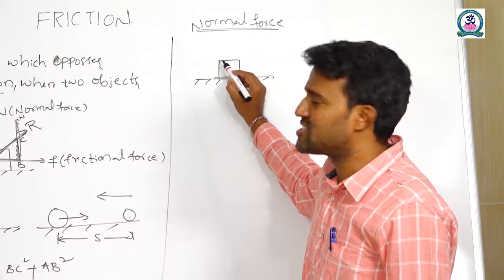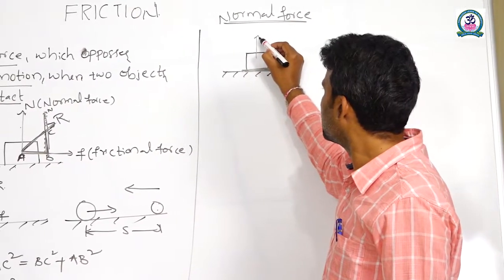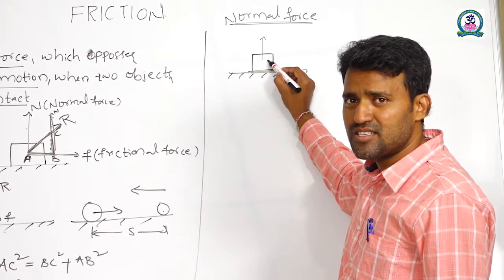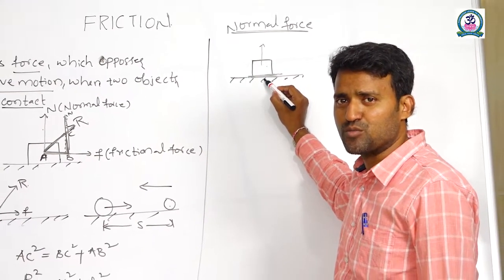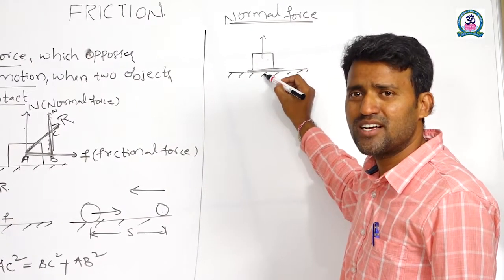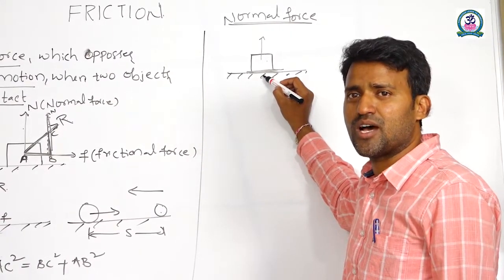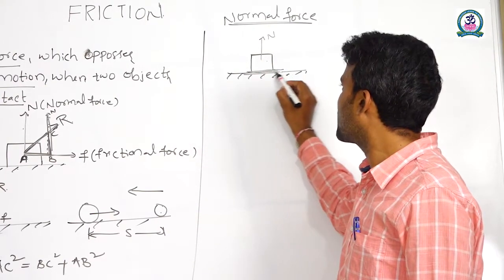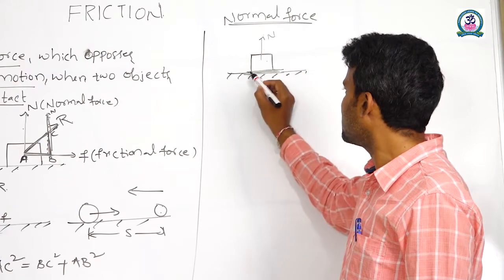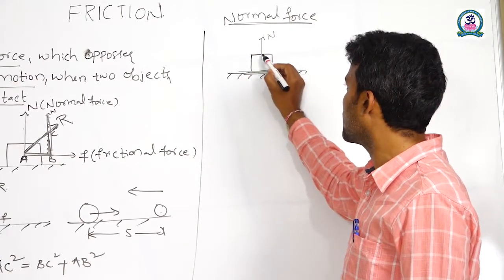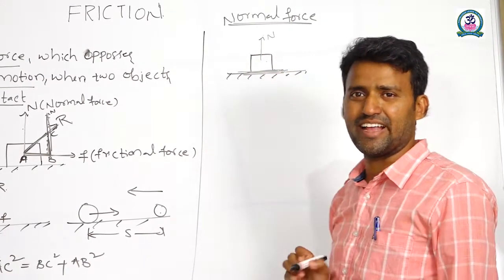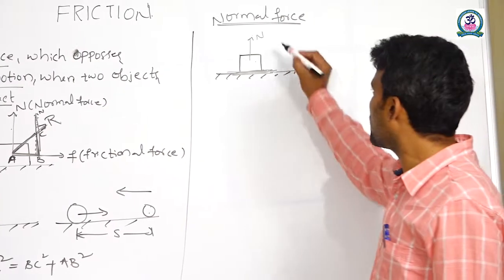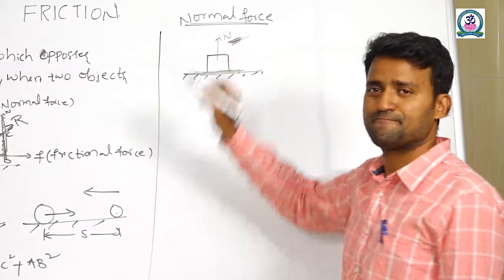A force exists when two objects are in contact. Here, two objects means this block is one object and the ground is another object. The force is perpendicular to the plane of contact. See here, this is the plane of contact, and these two are in perpendicular directions. So the force which is perpendicular to the plane of contact is called a normal force.